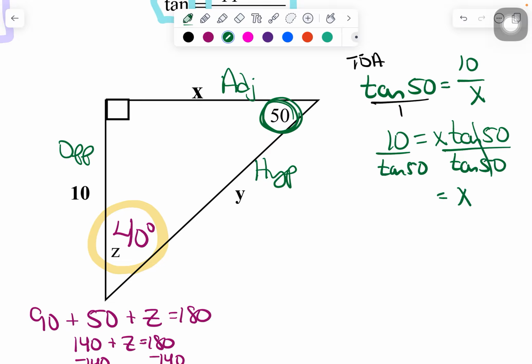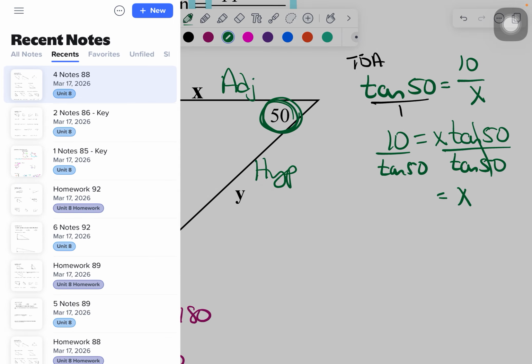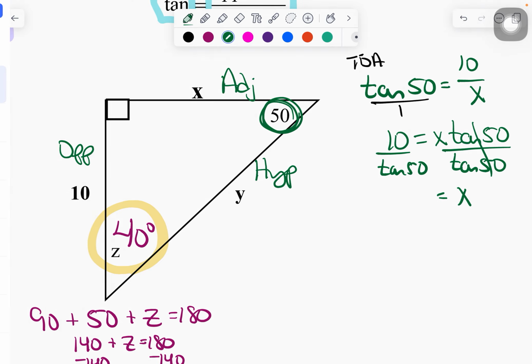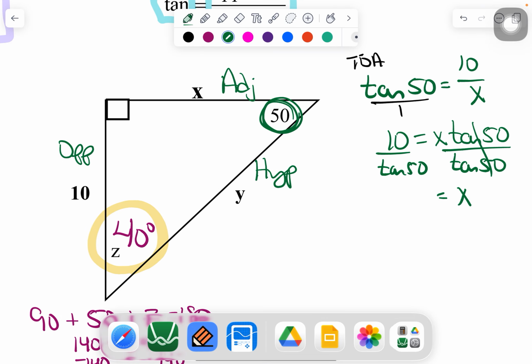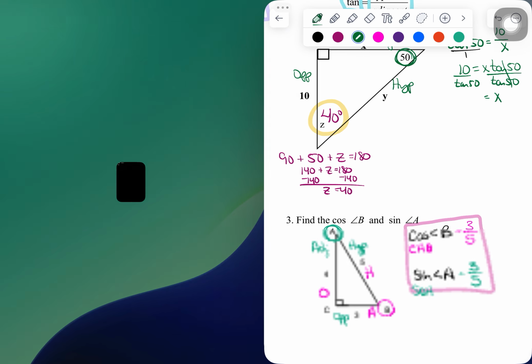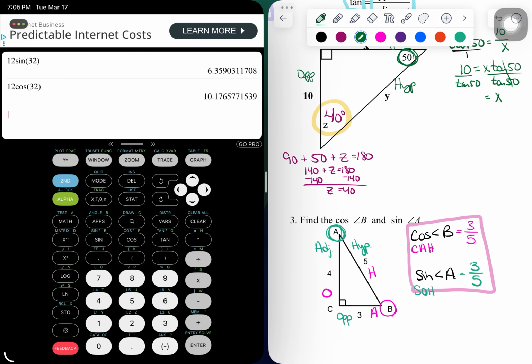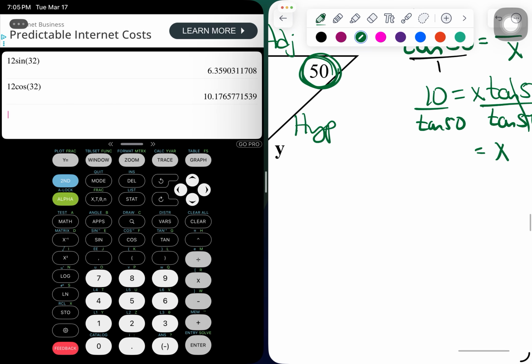And this is absolutely a calculator problem. Sorry about that. All right, calculator back. So let's see, I needed to do tangent 10 divided by the tangent of 50. All right, and that gets me 8.39. I'm just rounding to 2 decimal places. Okay, so I know what x is equal to here.